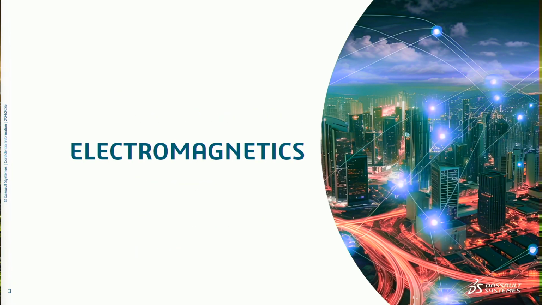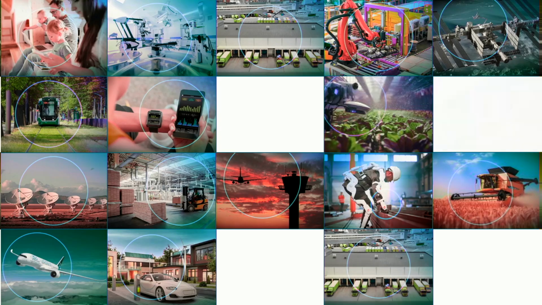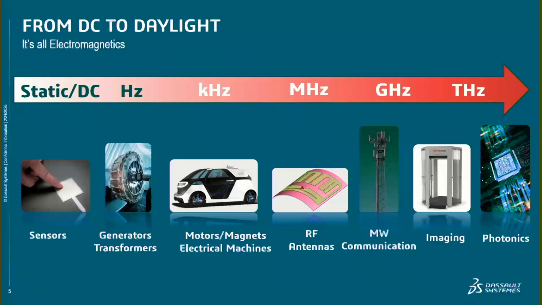So, electromagnetics. It really is everywhere. Years ago, it was much less prevalent, but every year we're seeing it in more and more industries. And in today's life, electromagnetics touches just about everything we do, from the tools we use to the systems we use to the vehicles and machines that we use. It really is everywhere. And it's a fairly broad topic. It covers a very broad spectrum of applications.